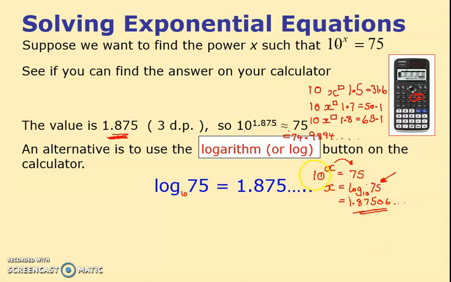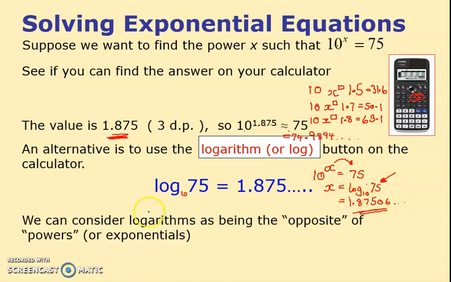But notice what we did then. We had a 10 to the power of something, and we moved it over, and it became the log to the base 10. So I want you to think of these as exponentials are the inverse of these logarithms. And I've written that down here. We can consider logarithms as being the opposite, or technically the inverse, of powers or exponentials. Really, again, I've written powers, but really I want us to think of these as exponentials.